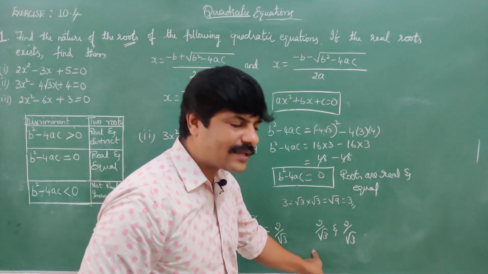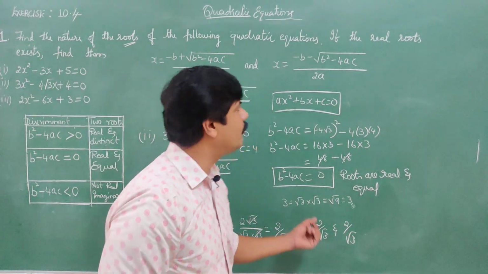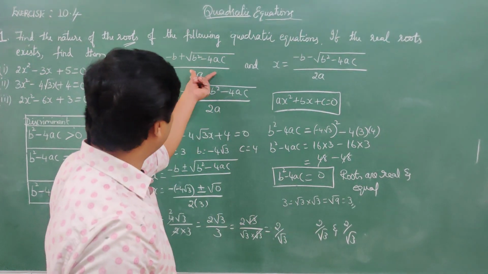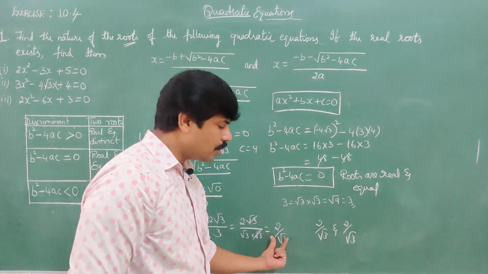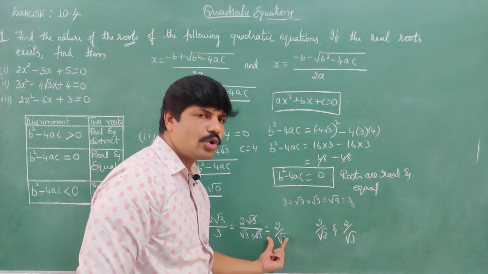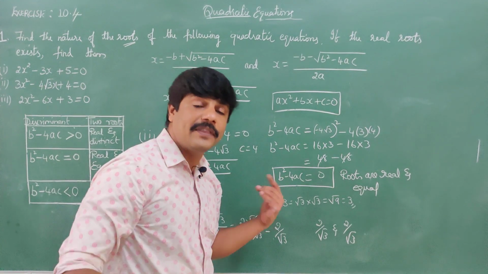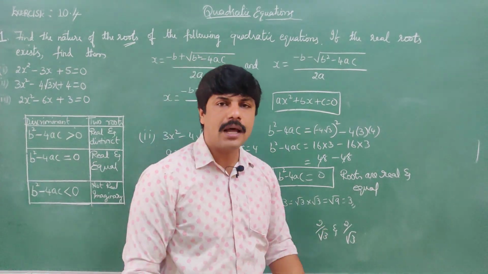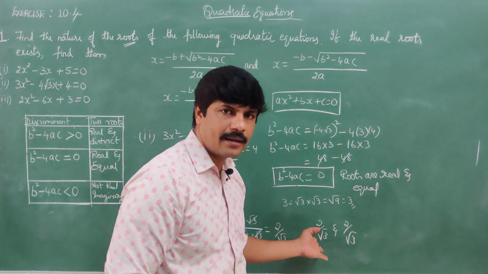Roots are real as well as roots are equal. If you substitute here the same a, b, c values, you will get 2 by root 3. And the same if you substitute here, you will get the same 2 by root 3 itself. Understand? Therefore, we say that roots are real. This is the real number.